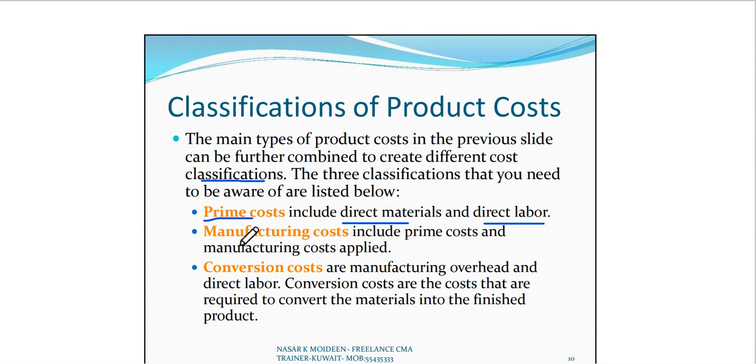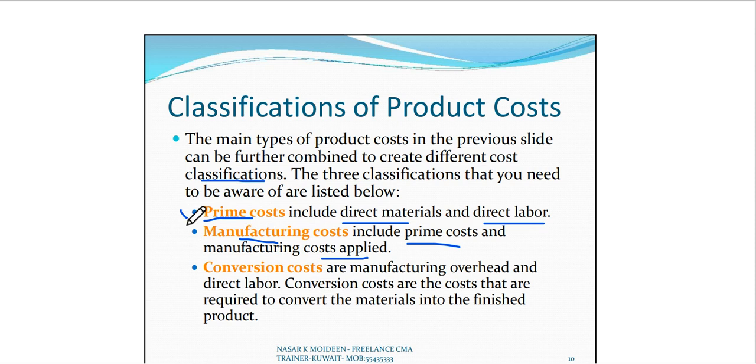Then manufacturing cost. What is manufacturing cost? This includes prime cost and manufacturing overhead applied. Or we can say this will include direct cost and indirect cost of manufacturing. So it will include direct material, direct labor, and overhead applied. Overhead application, again we are going to discuss in the coming slide. So we can say three things are there: material, direct labor, and manufacturing overheads.